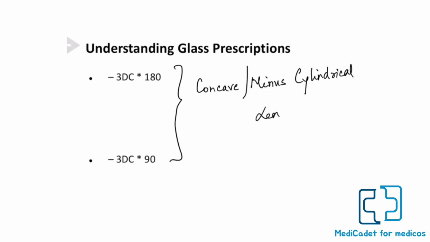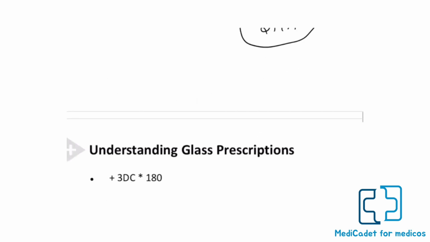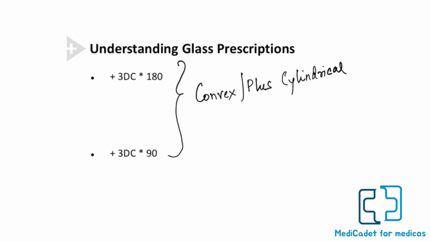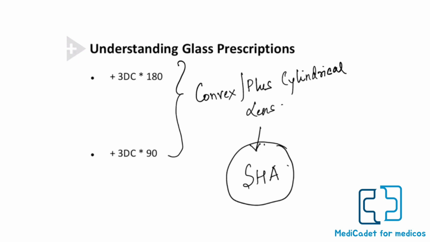So if we get this in the exam, then what is the refractive error we will write? For a concave or minus cylindrical lens, the refractive error is SMA, simple myopic astigmatism. Okay, now the counterpart of this is this. So see, plus 3 diopter cylinder cross 180 or plus 3 diopter cylinder cross 90. So what are these? These are convex or plus cylindrical lenses. So if we have this prescription in the exam where we have a convex or a plus cylindrical lens, then this denotes SHA, simple hypermetropic astigmatism. Right?